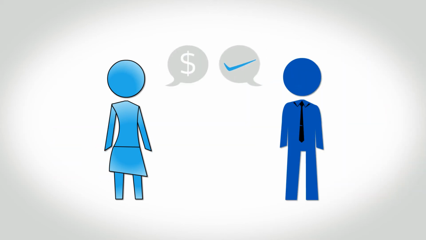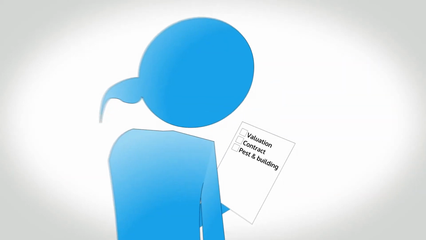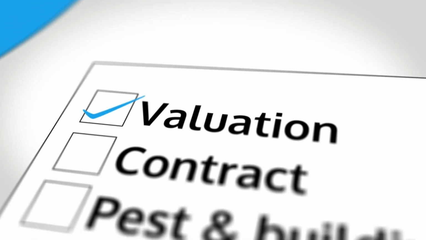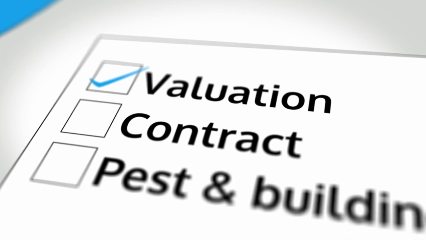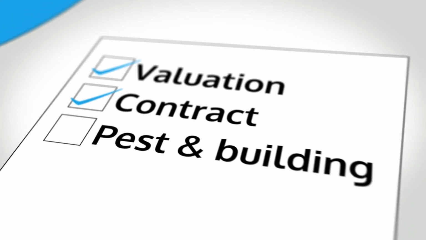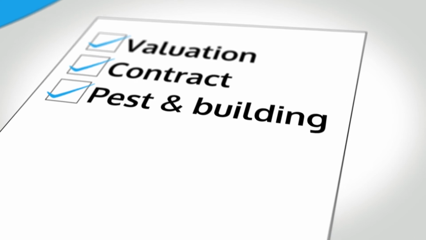The vendor accepts her offer with a 2-week calling off period, and now it's time for Katie to do her final checks. Her mortgage broker organizes the property to be valued and her loan to be formally approved. Her conveyancer checks the contract of sale. And lastly, Katie does a building and pest inspection just to make sure she doesn't have any unexpected tenants.